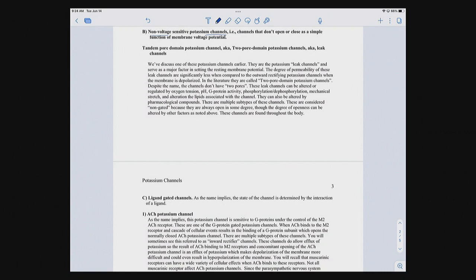So, under the category of non-voltage sensitive potassium channels, we have, first of all, what we call a tandem pore domain potassium channel, also known as a two-pore domain potassium channel. I have spoken of these before in other lectures, but I didn't call them that name. What I referred to them as was simply leak channels. And as you'll recall, the leak channels are the potassium channels that greatly influence the resting membrane potential of cells or of membranes themselves.